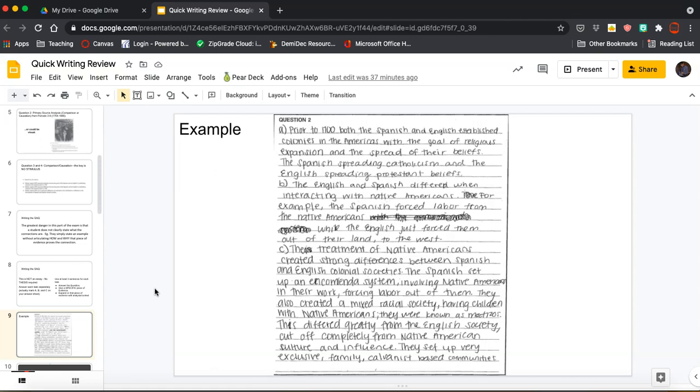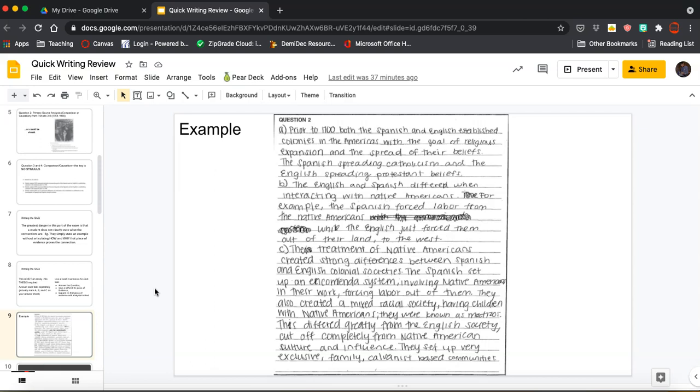Prior to 1700, both the Spanish and the English established colonies with the goal of religious expansion. Boom, they've answered the question that one of the similarities was both had the goal of religious expansion. Then they gave you specifics. The Spanish were Catholic while the English were Protestant. Done. Check. You got the point.